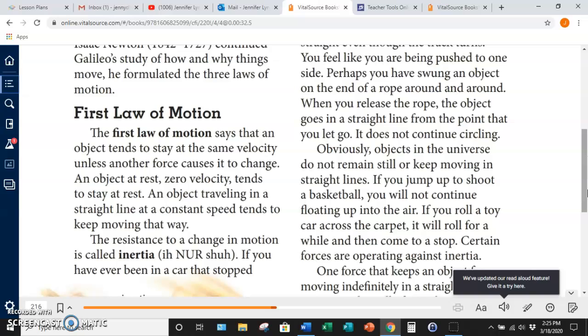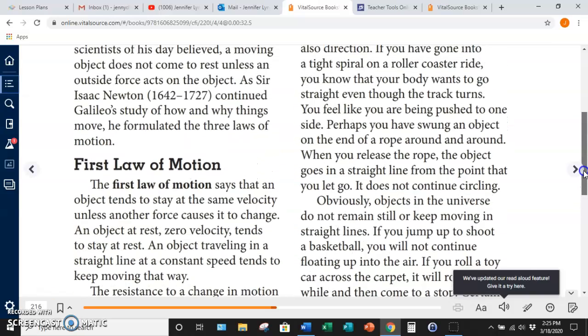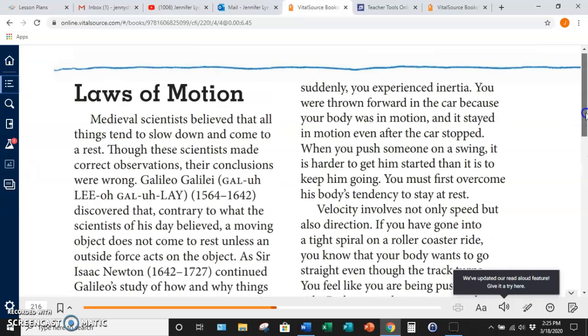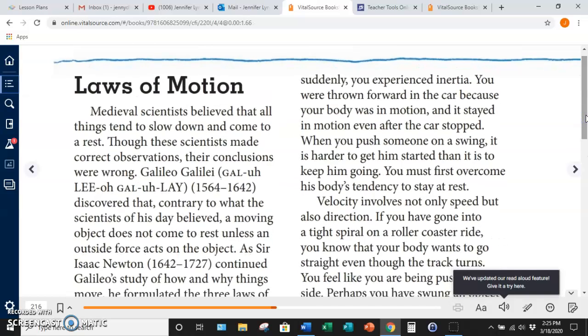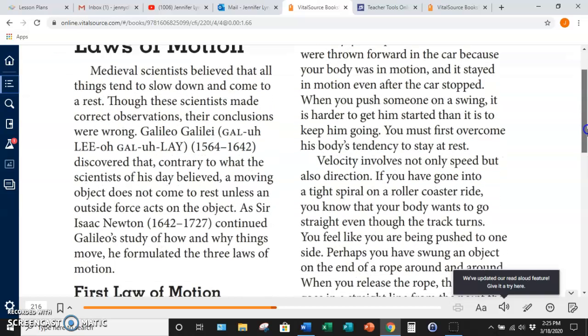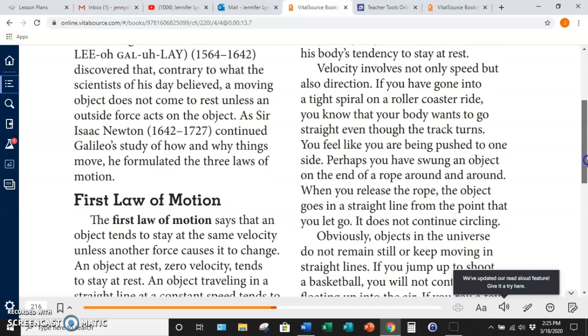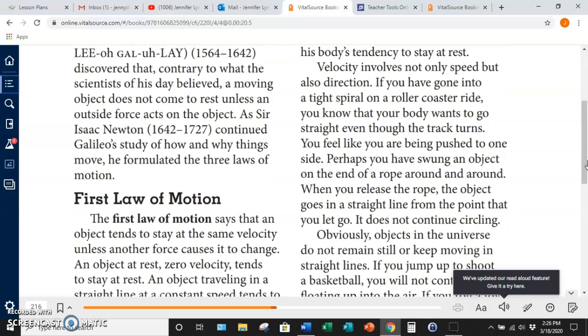If you have ever been in a car that stopped suddenly, you experienced inertia. You were thrown forward in the car because your body was in motion, and it stayed in motion even after the car stopped. When you push someone on a swing, it is harder to get him started than it is to keep him going. You must first overcome his body's tendency to stay at rest. Velocity involves not only speed, but also direction. If you have gone into a tight spiral on a roller coaster ride, you know that your body wants to go straight, even though the track turns. You feel like you were being pushed to one side.